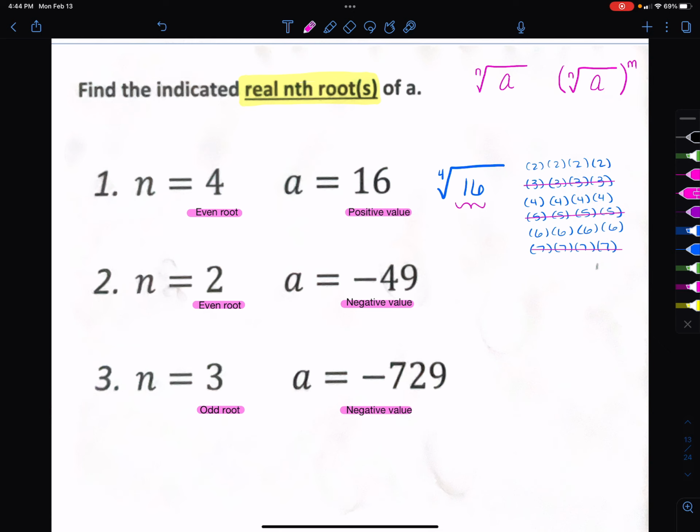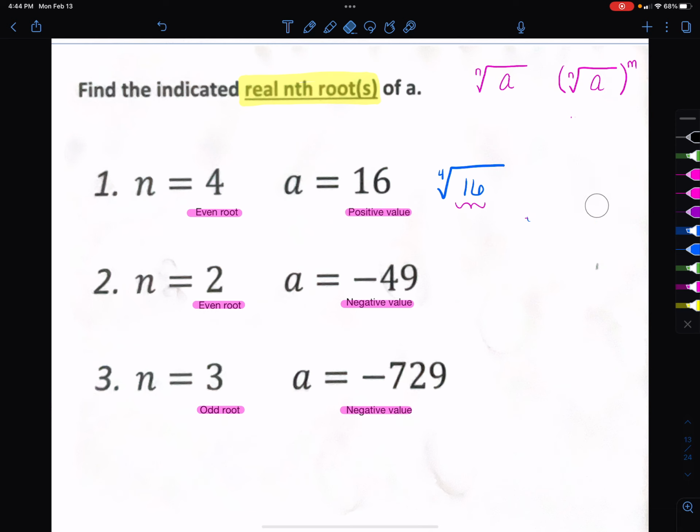However, I also want to check to see if this can be a negative 2. So can it be negative 2 times negative 2 times negative 2 times negative 2? And yes, it can be, because a negative times a negative makes a positive 4. And this negative times this negative also makes a positive 4. And those two together make a positive 16. So when we're taking the even root of a positive number, and they're asking us to find the real solutions, it could be a positive or negative value. So this one could be plus or minus 2.